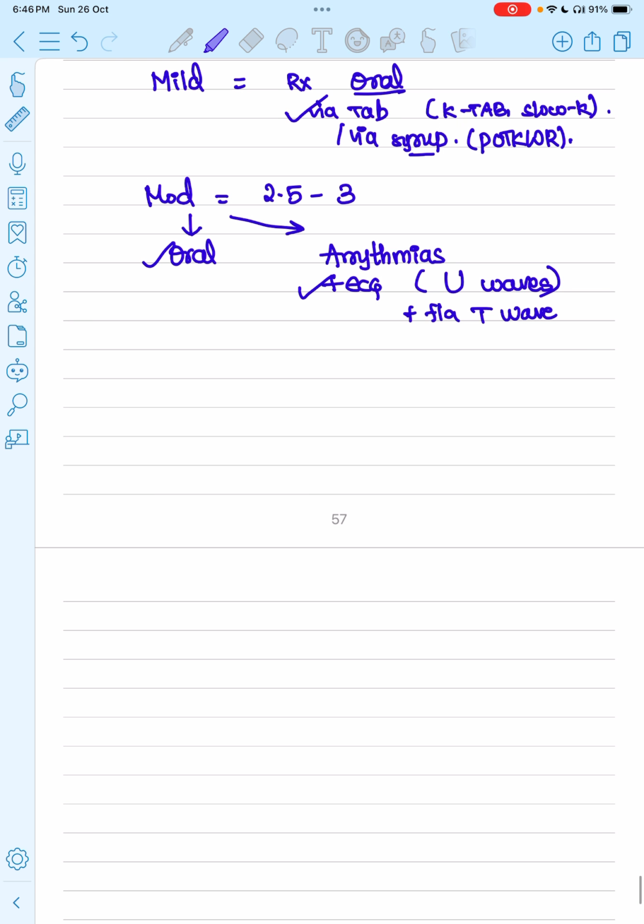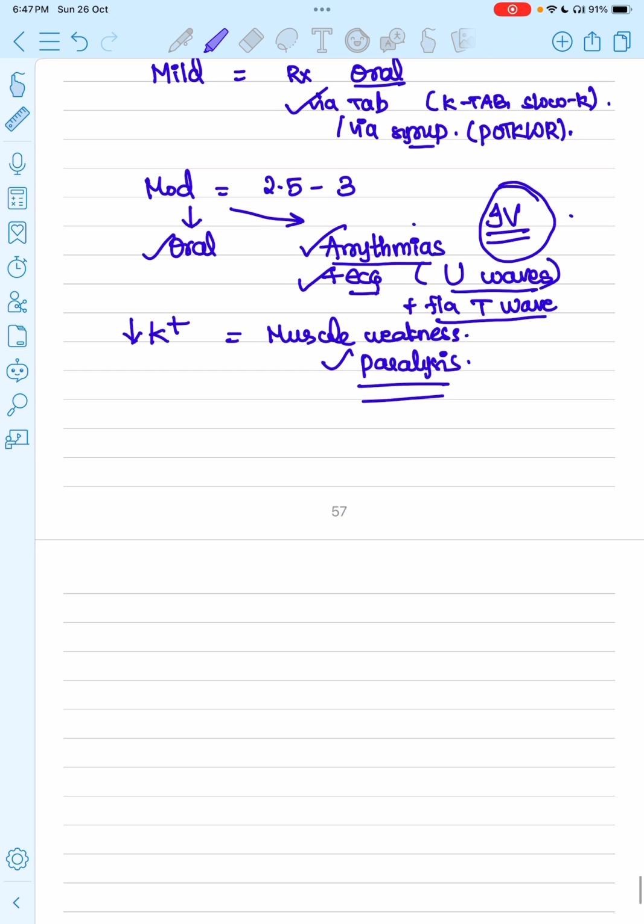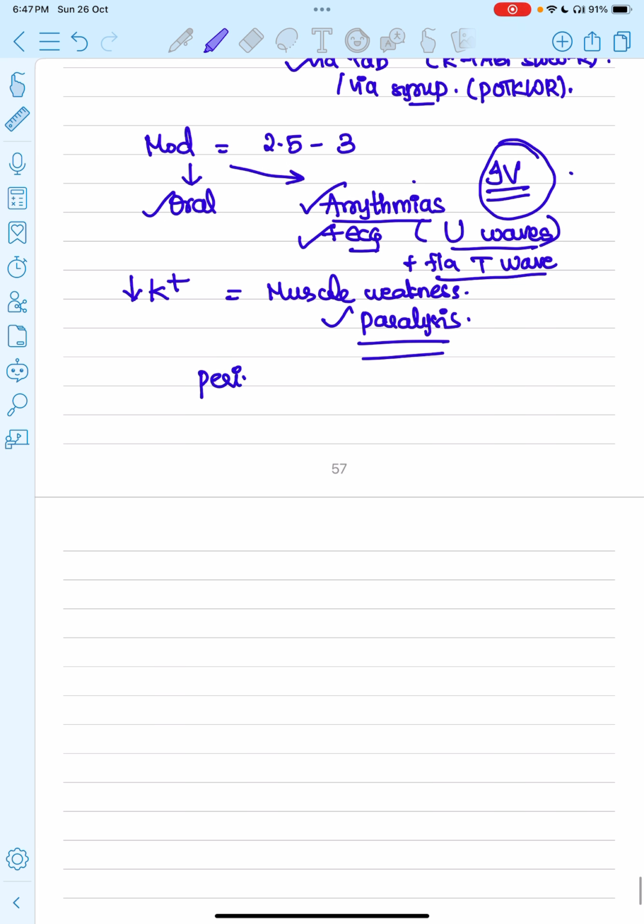If any ECG changes are seen or if patient has developed arrhythmias, and decreased potassium usually causes muscle weakness. So, if there is any development of paralysis, then in this condition, IV is preferred. So if patient has developed any arrhythmias or any ECG changes, U waves or flattening of T wave, or paralysis, then in these cases IV is preferred. IV via peripheral line.